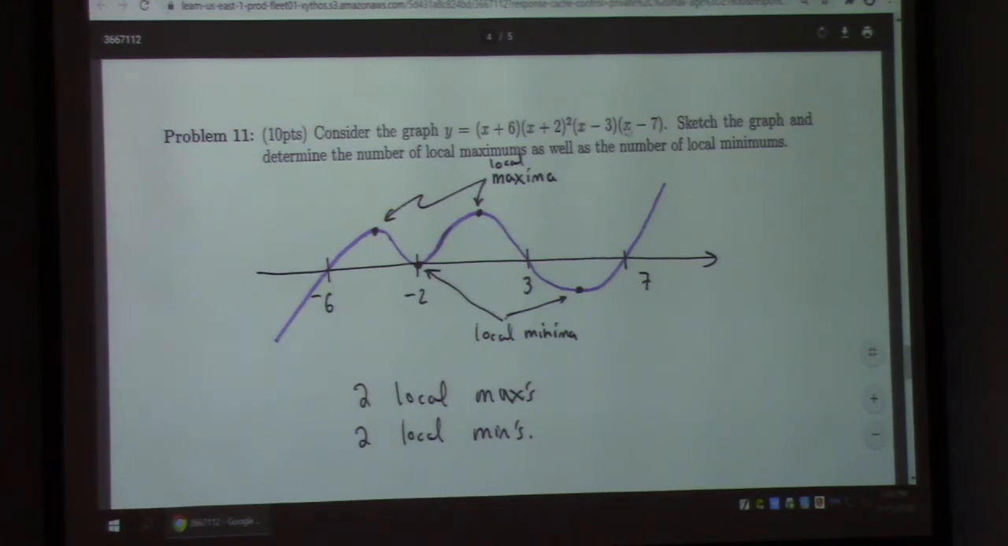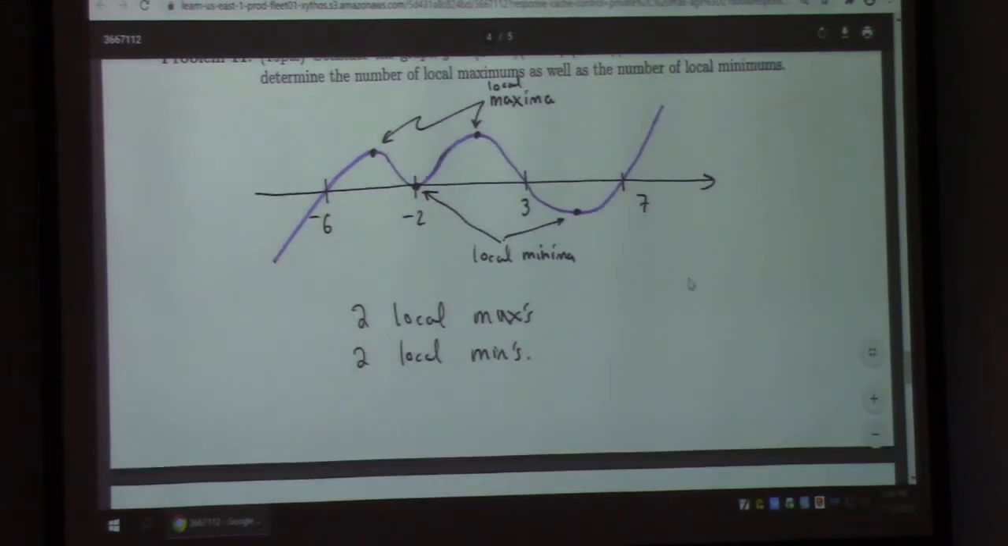We've talked a lot more about this recently, right? If you have a linear power, it crosses. If you want it to bounce, put a square, right? So we're going to cross at minus 6, at 3, and at 7. We're going to bounce at 2. If you make a picture of that, it forces you to make two humps like this. So there are two local maximums and two local minimums. I think a lot of you got this right.